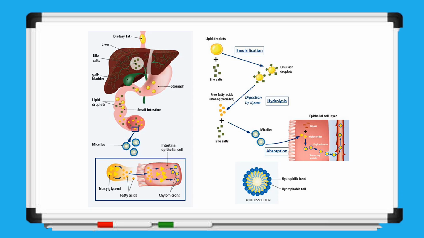As the bile salts attach, they pull that big fat globule apart into many smaller droplets. These are called emulsion droplets. The fat itself hasn't changed chemically, it's just been broken into smaller pieces.